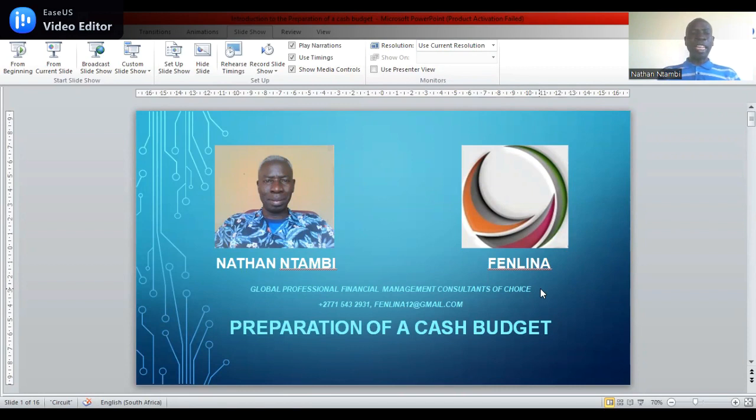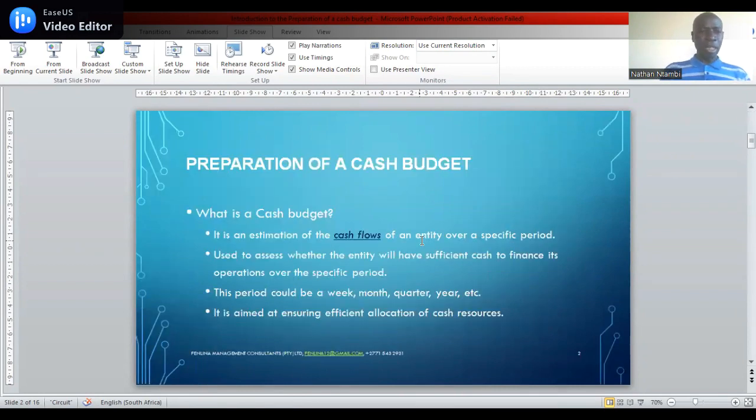The topic today is about preparation of a cash budget. What is a cash budget? It is an estimation of the cash flows of an entity over a specific period. It is used to assess whether the entity will have sufficient cash to finance its operations over the specific period. This period could be a week, a month, quarter, year, and so on.